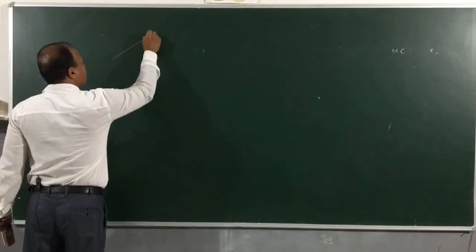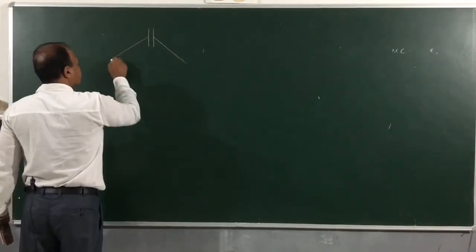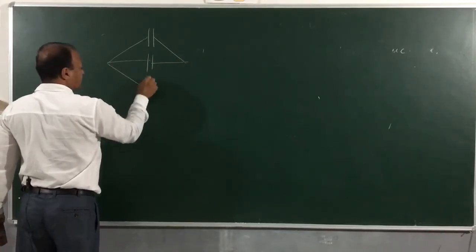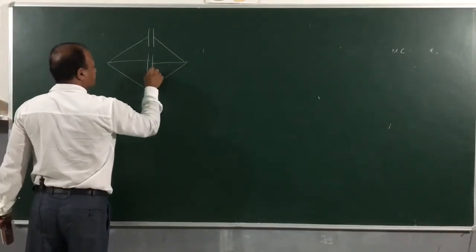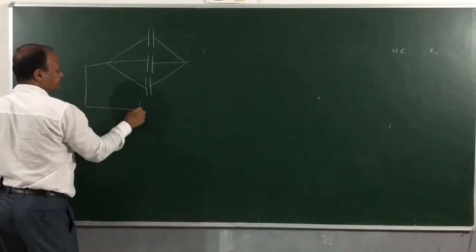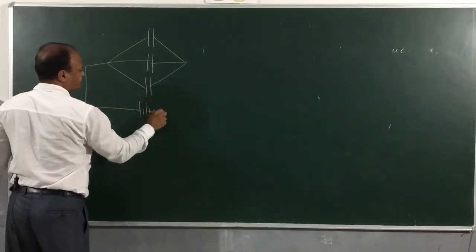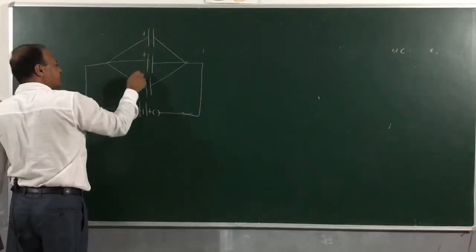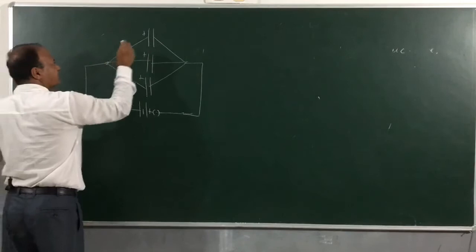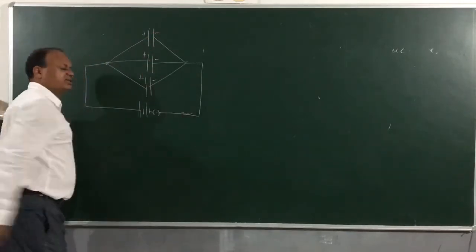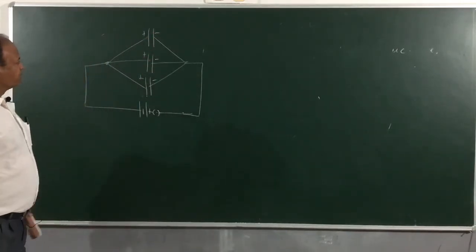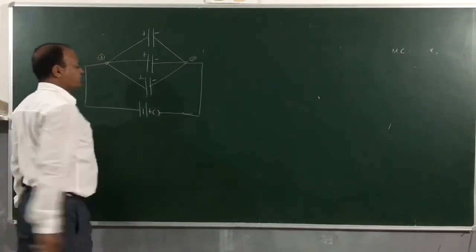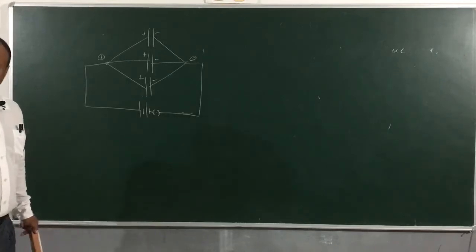Imagine this situation. I have one capacitor here, another capacitor here, and yet another capacitor here. You can see that all the positive plates are connected together at one point, and all the negative plates are connected at another point. So in parallel combination, what do you find? All the positive plates are connected at one point and all the negative plates are connected at another point.